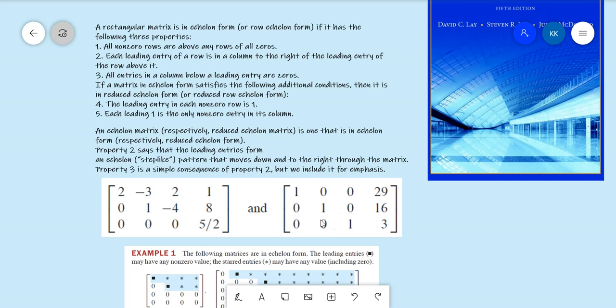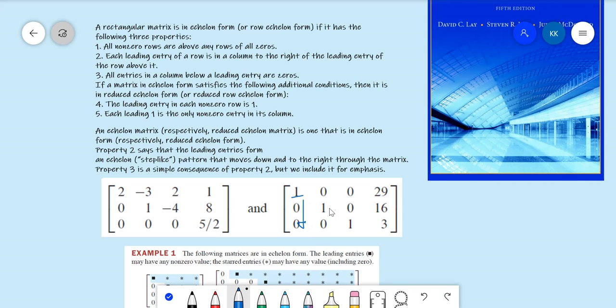If you're not sure what a leading entry is, it is the first non-zero element in a row. So 1 is the leading entry here, this one is the leading entry here, this one is the leading entry here, this 5 by 2 was the leading entry. And so you can see that it's to the right like this, and all entries in a column below a leading entry are zeros. So this leading entry has only zeros, this leading entry only has 0, and this leading entry does not of course have anything below it.